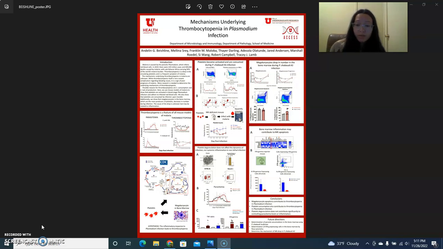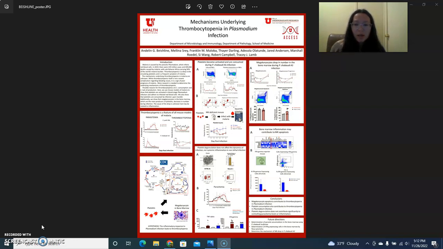In this experiment, these platelet-depleted mice still experienced a drop in platelets. This data supports the hypothesis that thrombocytopenia is caused, at least in part, by consumption of platelets. The next section of my poster investigates the question, what are the implications of platelet consumption in malarial pathogenesis?